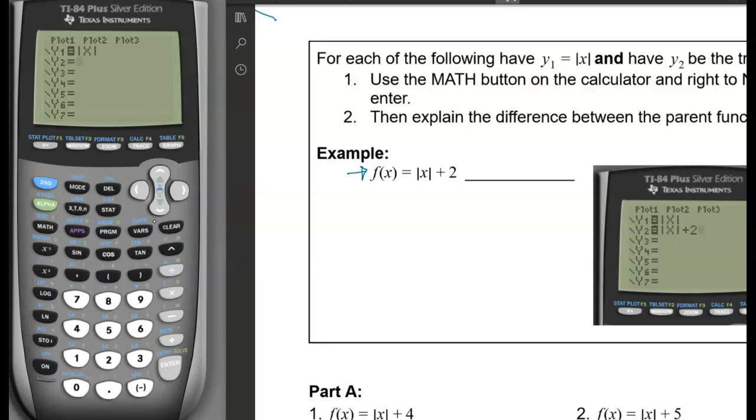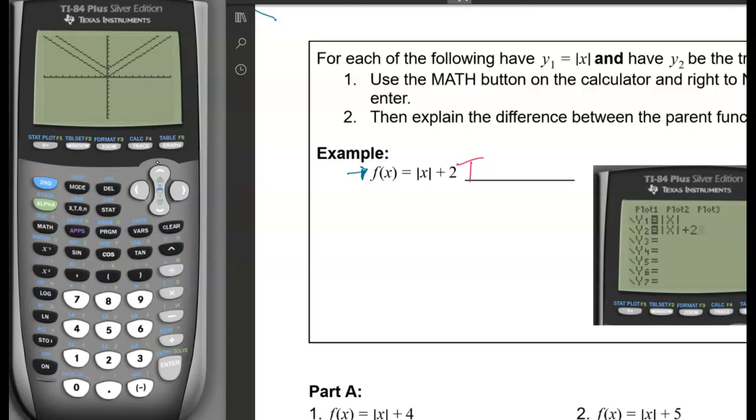So what I'm going to do is plug in this next equation, the absolute value of X plus 2. So you're going to, again, press math, number, ABS, and put X, but then we need to get outside of the absolute value. So you're going to press the over arrow key, plus 2. So, based on this graph, where has our new function been transformed? It's been translated up 2.